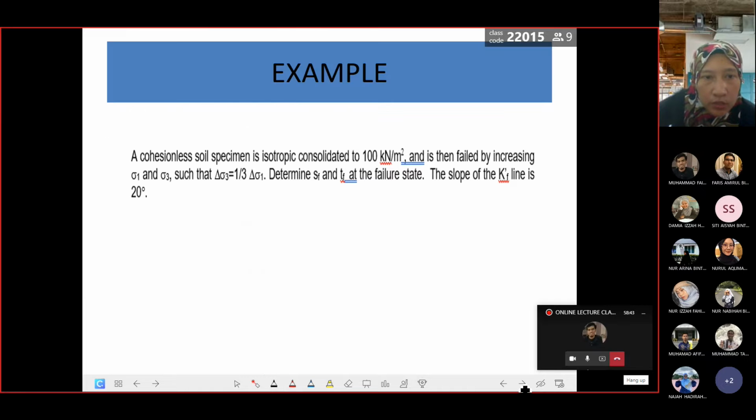Okay, go to the first example here. If you have a problem: a cohesionless soil specimen is isotropically consolidated to 100 kPa and is then sheared by increasing sigma 1 and sigma 3 such that delta sigma 3 is 1/3 delta sigma 1. Determine the final S and final T at the failure state. The slope of the Kf line is 20 degrees. Okay, in this case, the failure line for the stress path is given, which is 20 degrees.